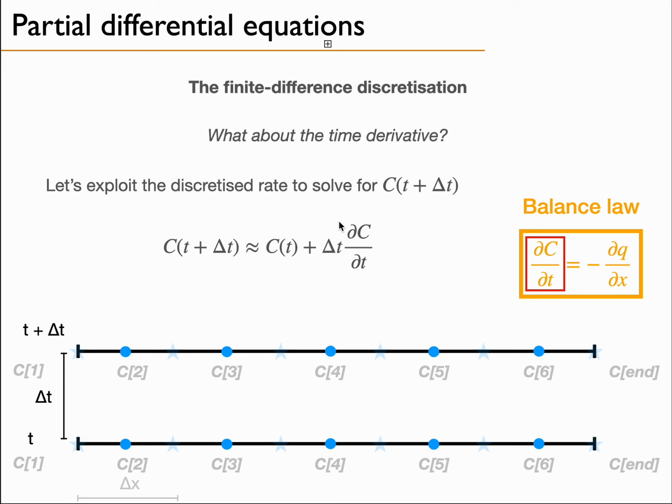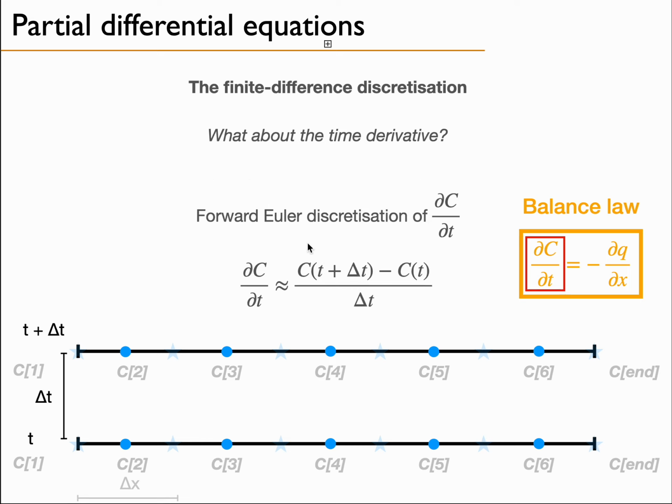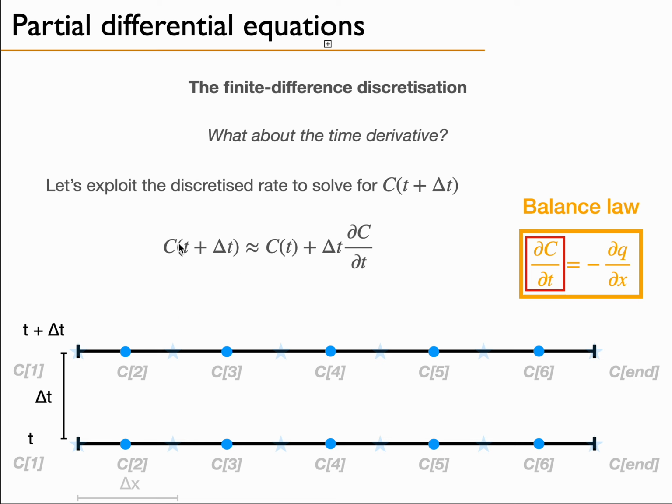Now, with this expression, you can solve for what we don't know in the previous equation. In this equation, what we don't know is c at time t plus delta t. So we can solve for it. C at time t plus delta t will be c at time t plus delta t times dc dt. We're just solving for this unknown, the new value of c.